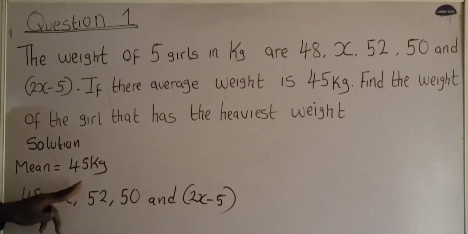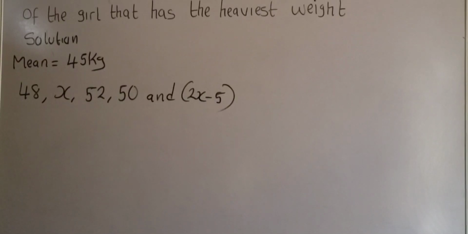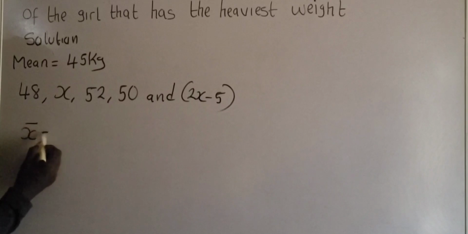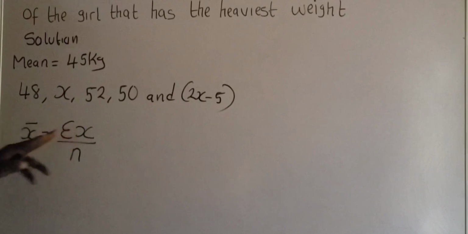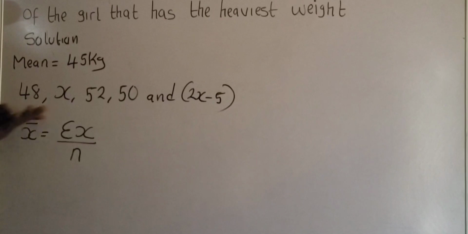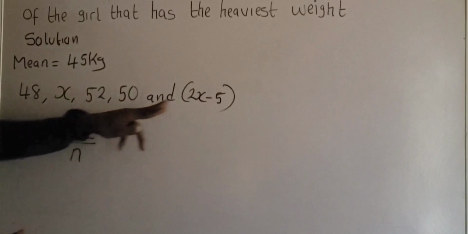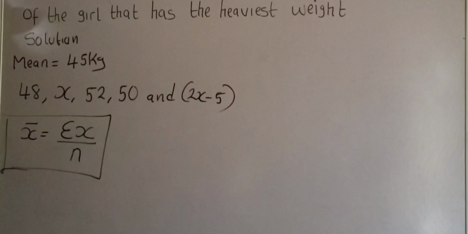Okay, now since we know that the mean, which is the average, is 45 kilograms, we can proceed to use the formula for mean. Don't forget that mean is given by this formula: x bar equals summation x all over n, where summation x is the sum of all the observations. In this case, the observations are the weight of the girls in kilograms. So the number of observations is 5. The observations are 48, x, 52, 50, and 2x minus 5. Now let us use this formula to get the value of x.